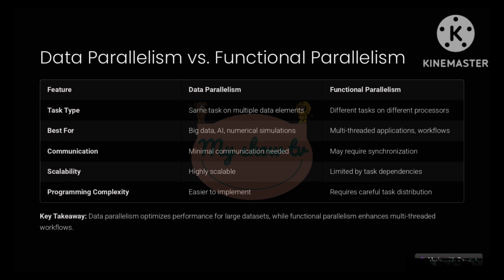Simply put, data parallelism is great when you have huge datasets and the same operation to apply everywhere, like AI training, image processing. Functional parallelism is useful when a process has many different steps, like video processing, or multi-stage computations. Communication is low in data parallelism because tasks don't depend on each other, but in functional parallelism, tasks may need to exchange data, requiring careful synchronization.